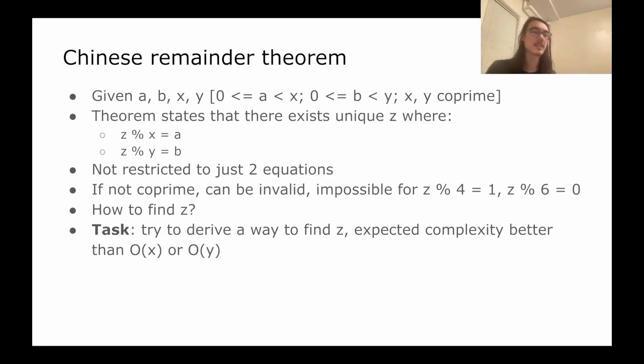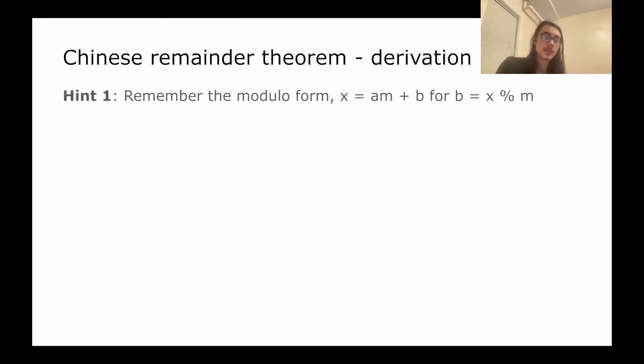I'll give you a couple of hints in the next few seconds, so you can pause right now. We want complexity better than O of x or O of y, because otherwise we can just brute force it, so let's not do that. Go ahead. The first hint is equations. We want to set up equations, as I said in the tip at the beginning. So let's think about the modulo form that we went over before.